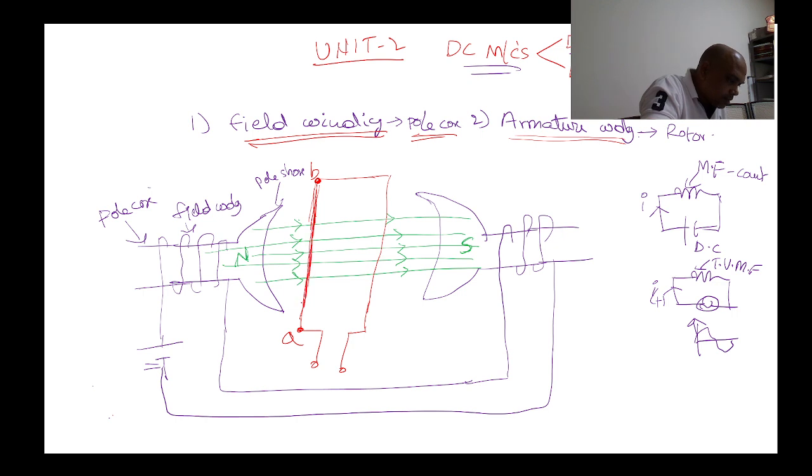This is conductor AB, and this one is conductor CD. Suppose this is the north pole, this is the south pole. In between I placed one conductor. Take a pair of conductors, one turn.